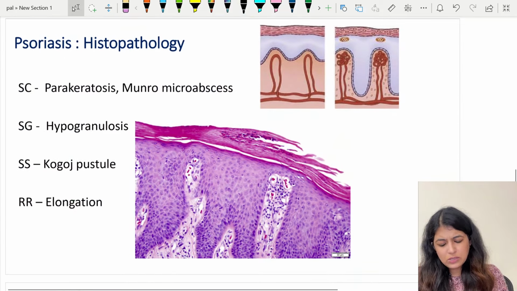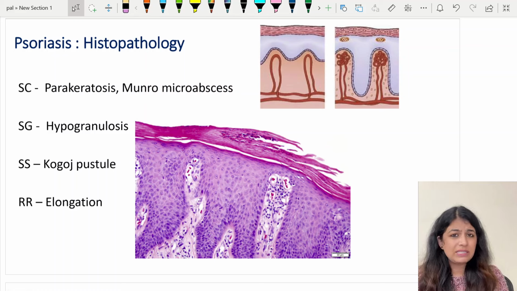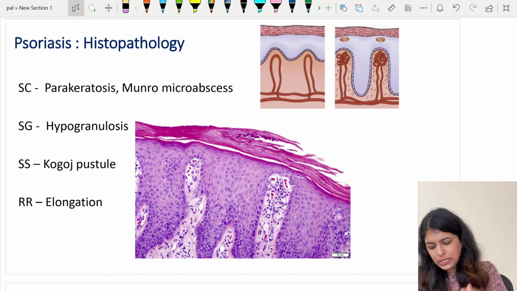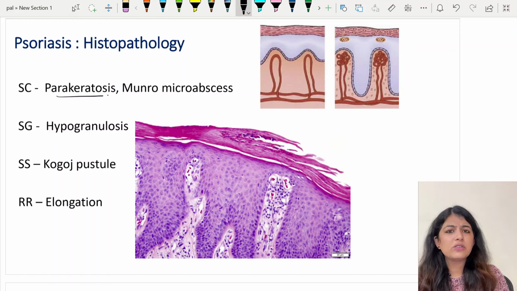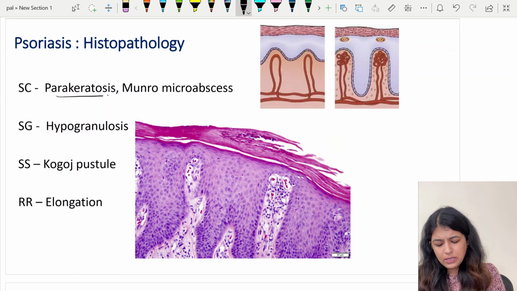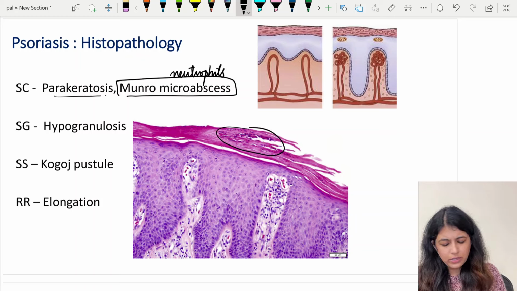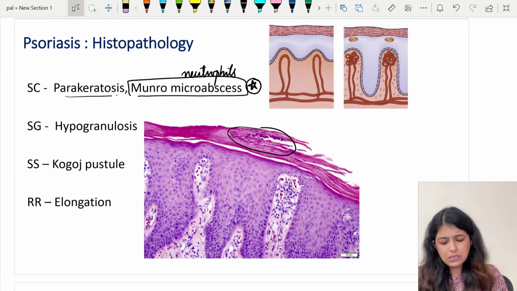Now, histopath of psoriasis is also very important because in the December 21 exam, they asked questions on histopath of psoriasis. So what do you see here? In the stratum corneum, you see parakeratosis, that is presence of nucleated keratinocytes in the stratum corneum. Then you see Munro's microabscesses, which is collection of neutrophils in the stratum corneum. Very, very important. This was the question that was asked. Munro's microabscesses are seen in psoriasis.